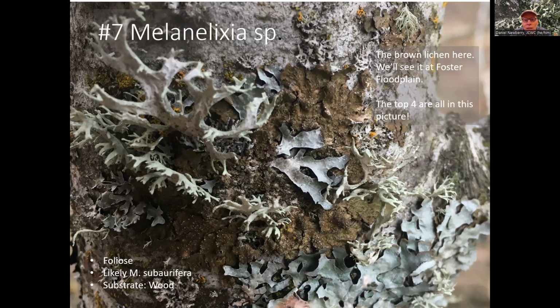So that's all four of the top ones that we looked at, but you'll notice another brown lichen here. You see it's a foliose lichen, and it looks like it's kind of spreading across the tree. And this is a lichen in the genus Melanelixia. And we're actually going to see this on our walk on Foster floodplain. You can see it in many places in Foster floodplain. So I wanted to go over this genus Melanelixia, and this grows on wood and is foliose.